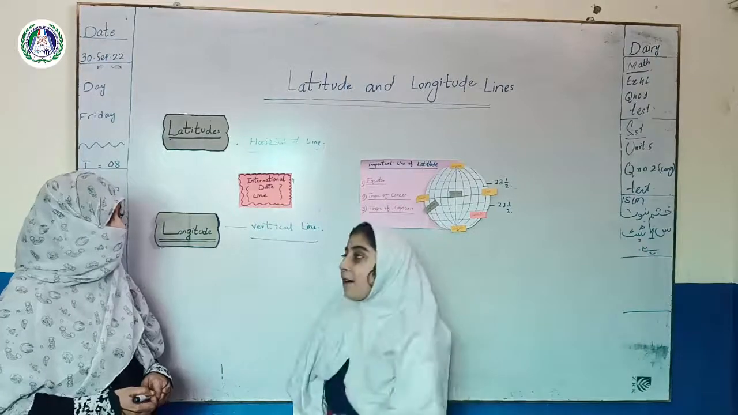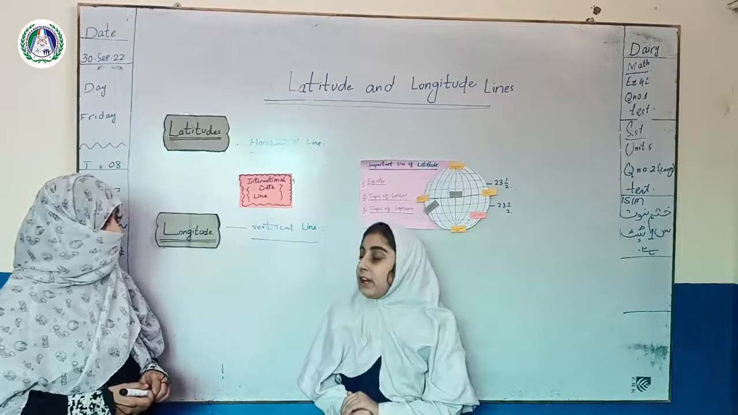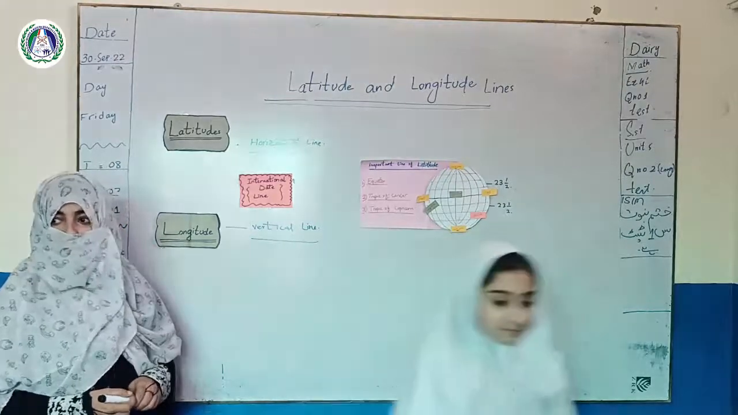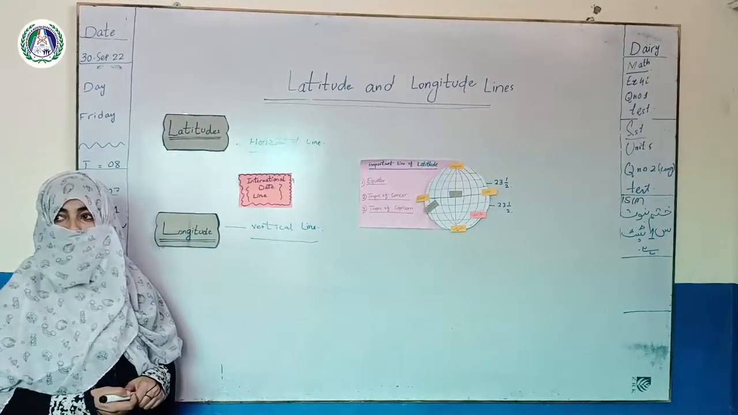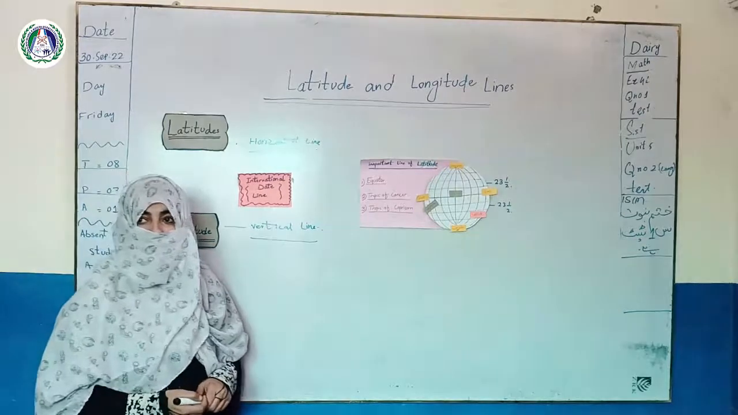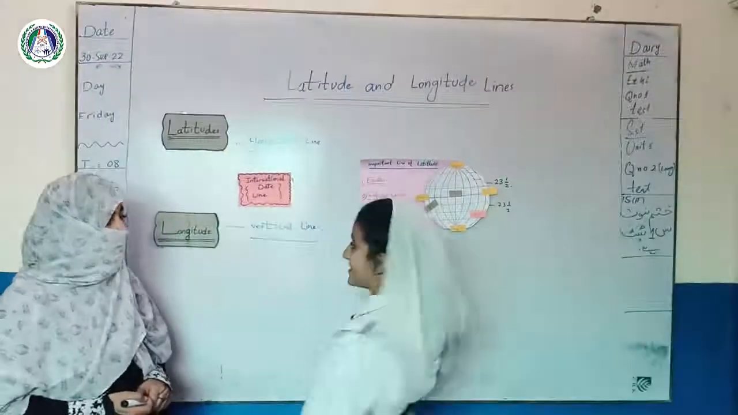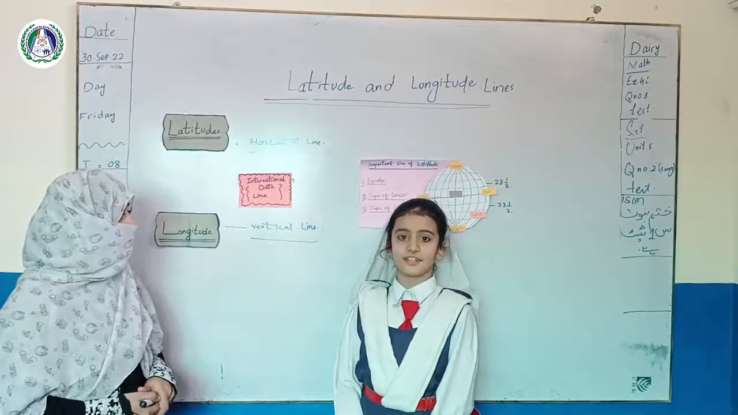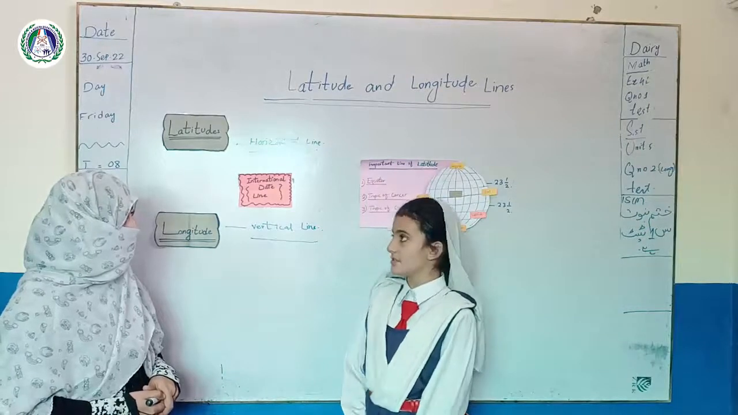What is the equator? It is the middle line which divides the Earth into two equal parts. It is called the equator. Zunaira, come. What is latitude? The horizontal lines which are drawn from east to west are known as latitude.